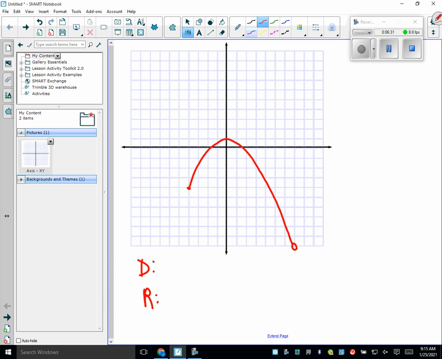The domain. -4 with a bracket. Is it a solid circle? Yeah. How far right? 7 parentheses.